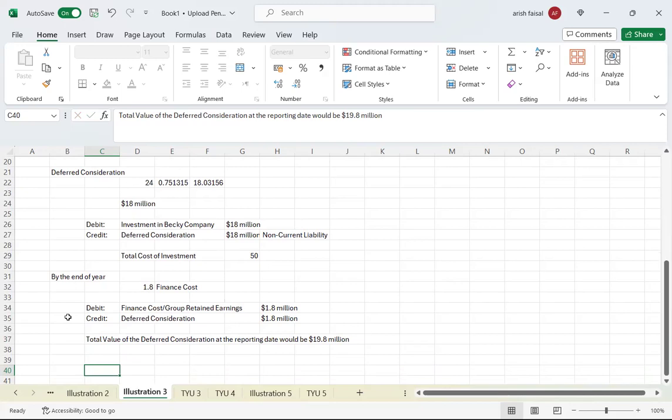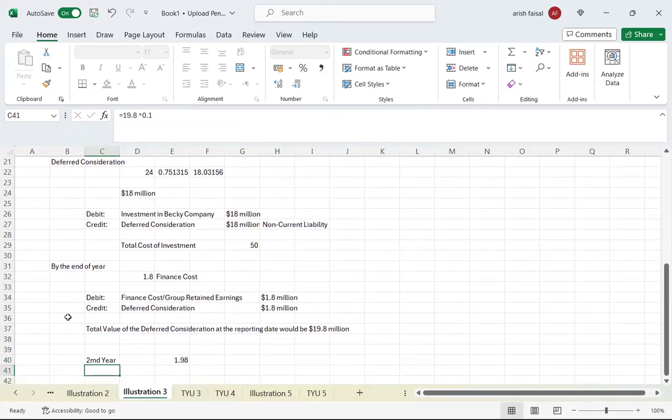Okay. So I'll do it for the next year also for you guys. So it's 19.8 million now, and you have to again charge an interest rate of 10%. So the finance cost for the next year, the second year, will be 1.98. So for the first year it was 1.8, but then for the next year it will become 1.98. And for the last year, because you have to pay it after 3 years, now it will be considered to be your current liability.